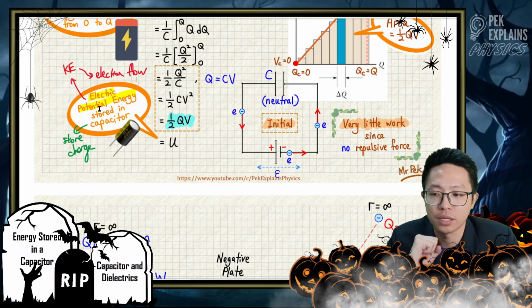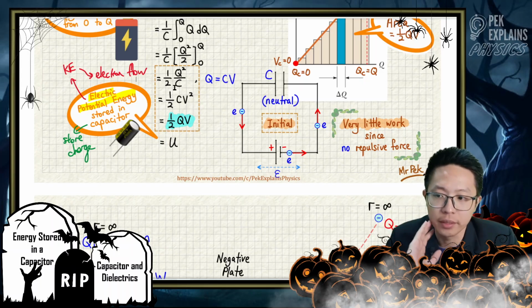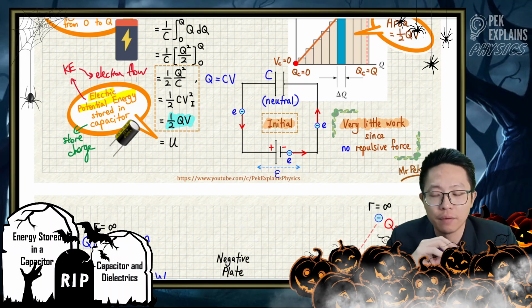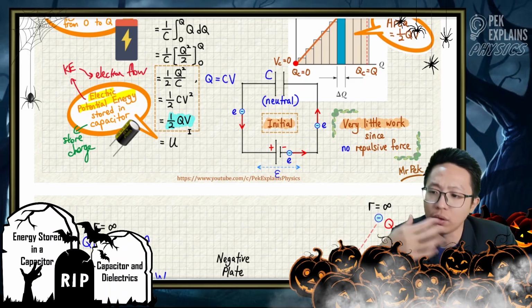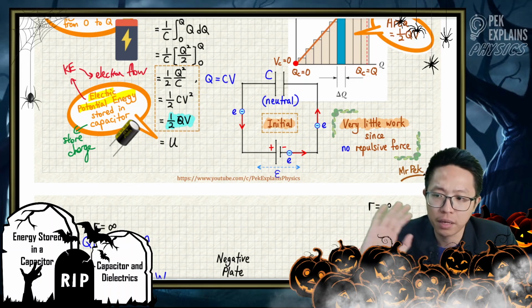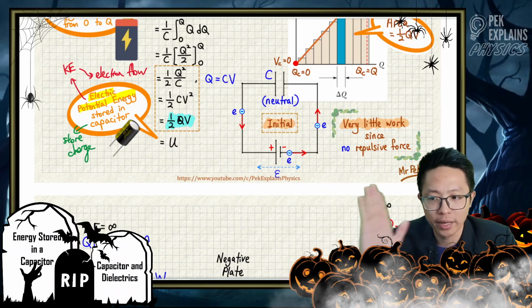So that's why a capacitor stores a certain kind of energy. We call it electric potential energy. And the formula is half Q squared over C, or half CV squared, or half QV. All three formulas can be used depending on the problem. If the question gives you Q and C, you just use half Q squared over C. If the question gives you C and V, you just use half CV squared. If the question gives you Q and V, you just use half QV. You must be wise enough to choose.